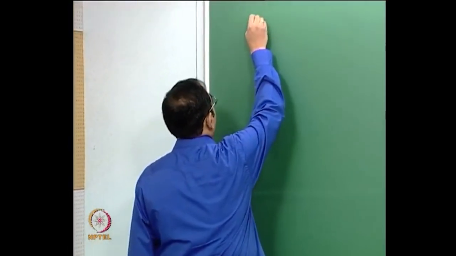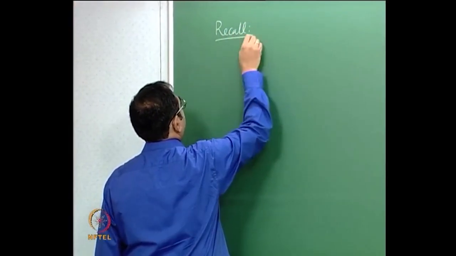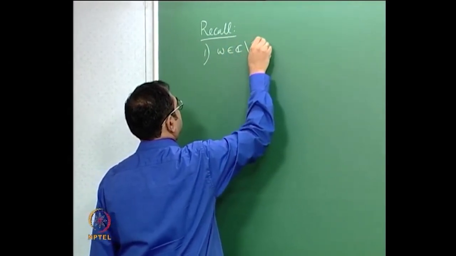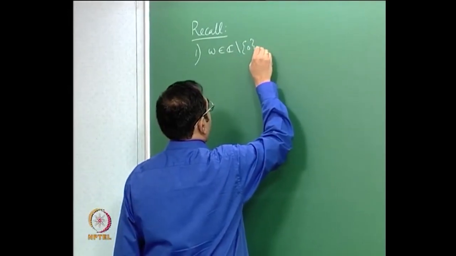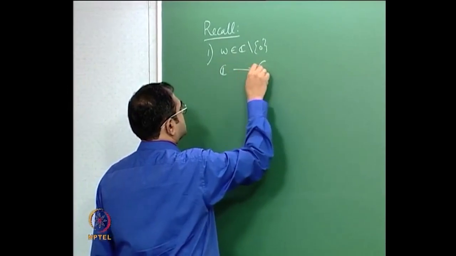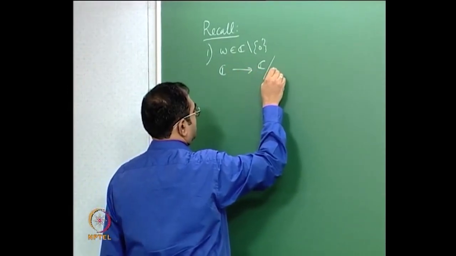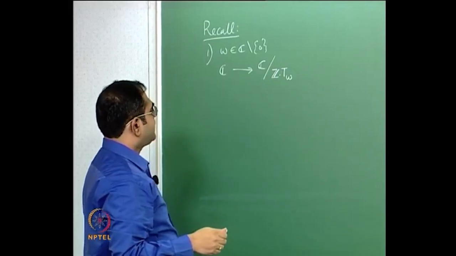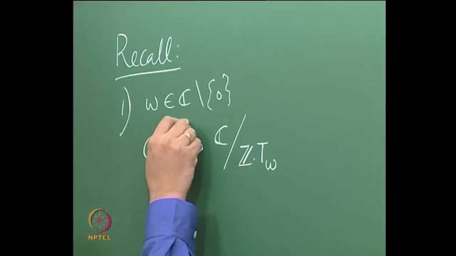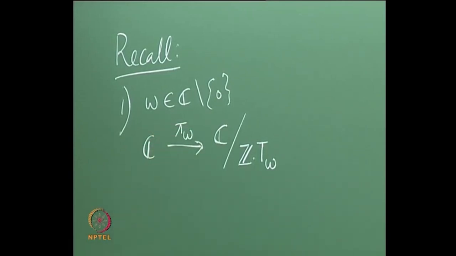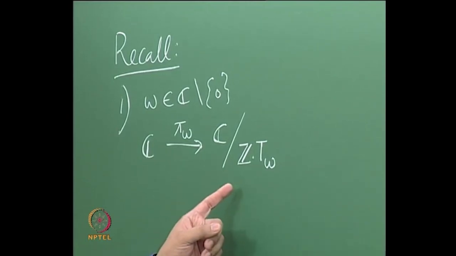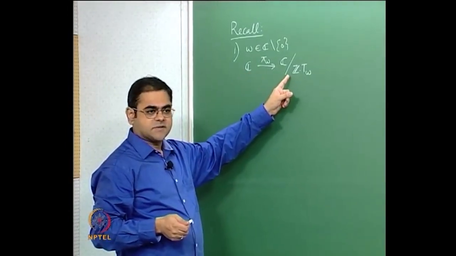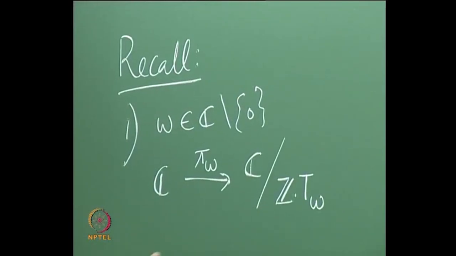One was, let me write that here, we had omega, a non-zero complex number, and then we had the covering map C to C modulo the group, which is the translation by integer multiples of omega. Okay, and I told you that if we call this map pi sub omega, this is a covering map and this quotient is topologically a cylinder, and it acquires a Riemann surface structure such that this map becomes holomorphic.